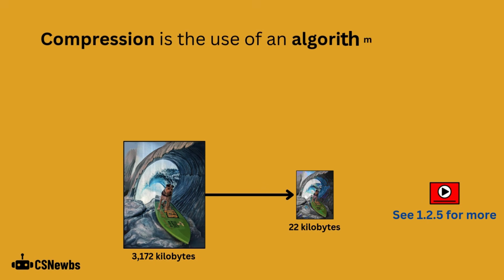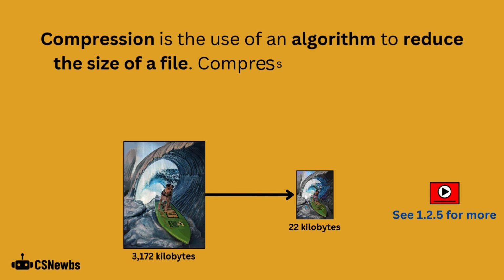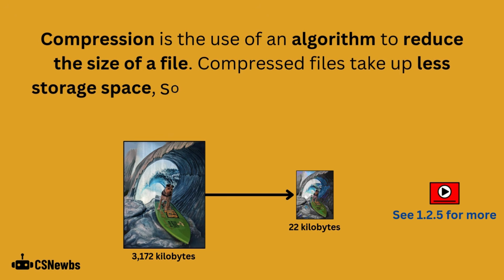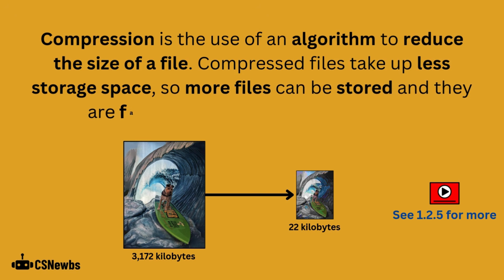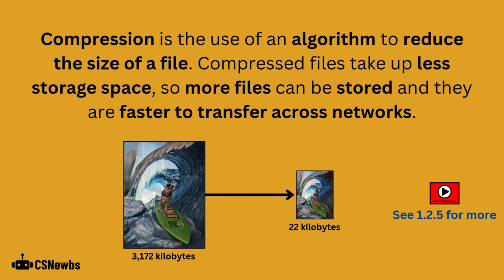Compression is the use of an algorithm to reduce the size of a file. Compressed files take up less storage space, so more files can be stored, and they are faster to transfer across networks. For more information about compression, see 1.2.5.